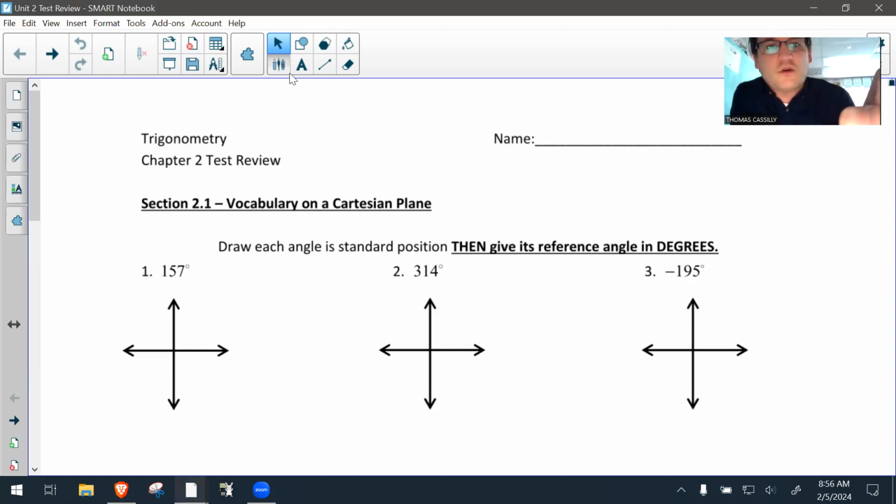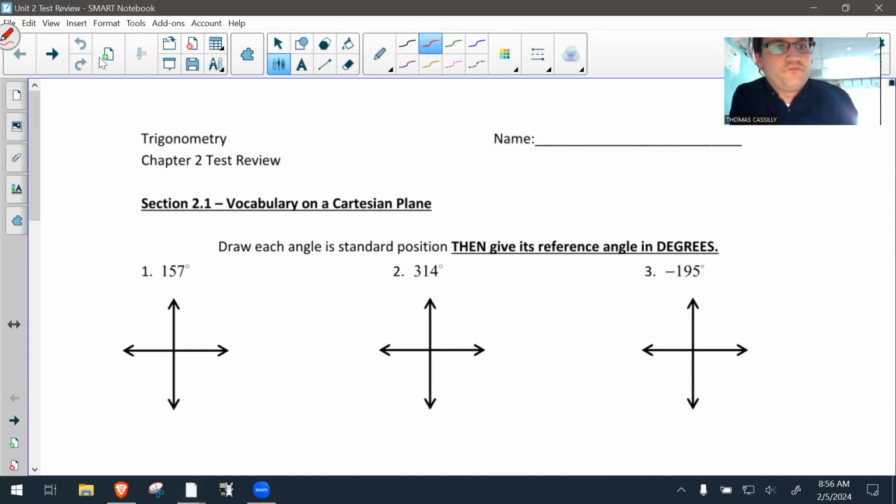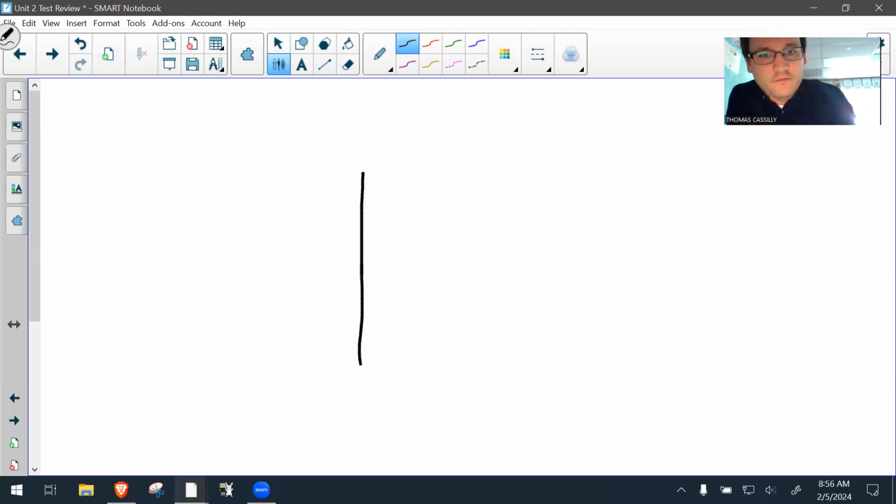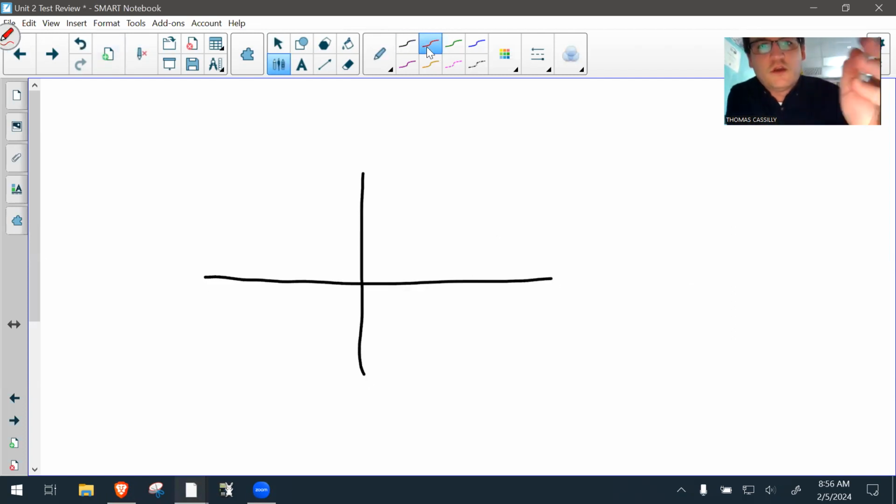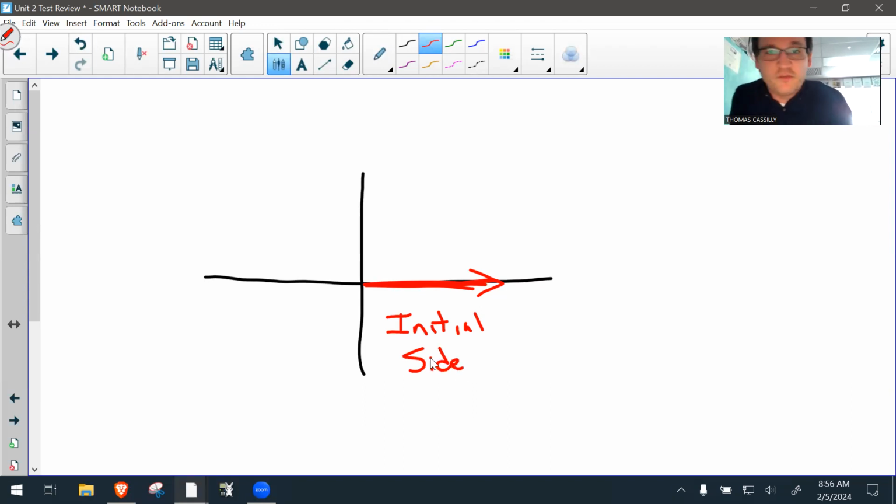So remember, when we talk about standard position, if we have a coordinate graph or a coordinate grid, whatever you want to call it, the standard position is we're always going to start on the positive x-axis. This was our initial side. All right, and that one stays put. It will always be on the positive x-axis. And then we have the other one. This was our terminal side. All right, so this is kind of where the angle terminates or where it stops.